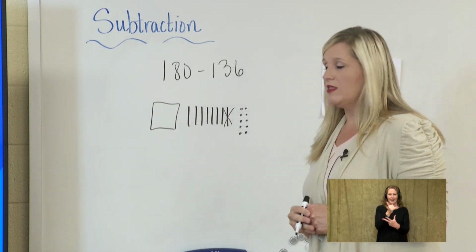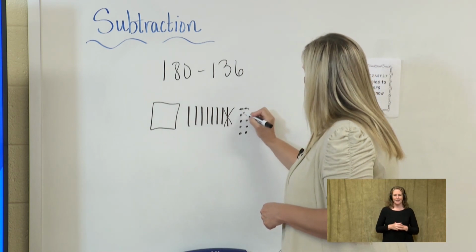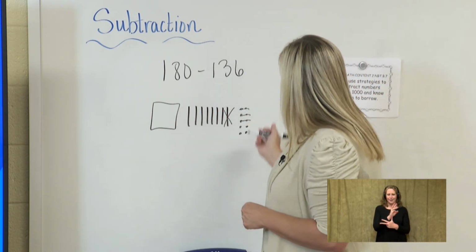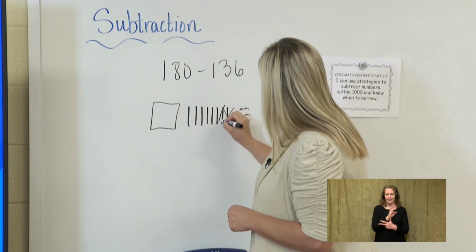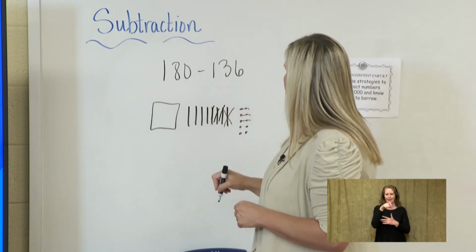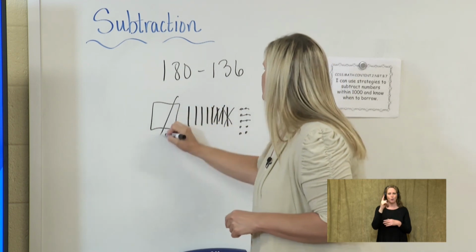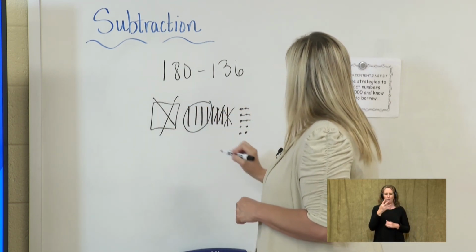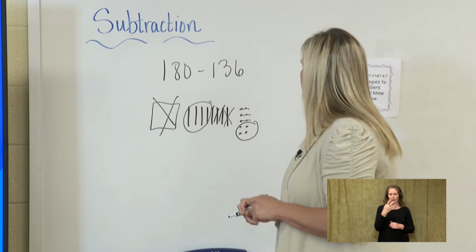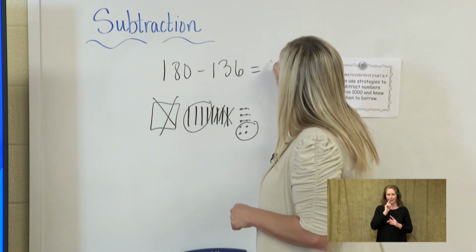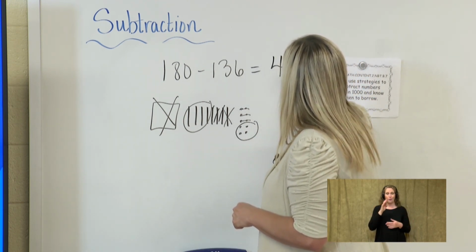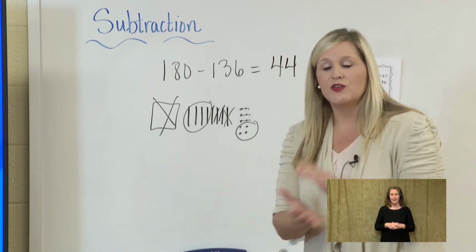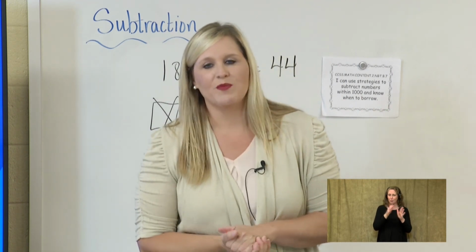Now I can take away those 6 ones. 2, 4, 6. And now I need to take away 3 tens. 1, 2, 3. And then I need to take away how many hundreds? 100. So let's see what we have left. 4 tens and 4 ones. So the answer would be 44. All right, so picture it is a really quick way to solve a problem like that.